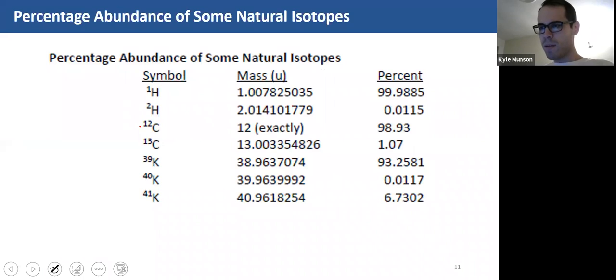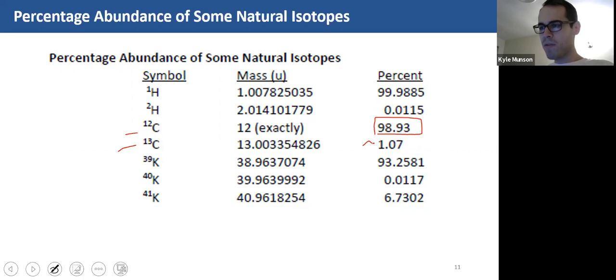Here's the percent abundance of some natural isotopes that you could find, expressed in atomic mass units. These are different natural isotopes: carbon-12, carbon-13, which we already talked about, and some potassium isotopes. You can see that some isotopes are more abundant than others. Basically, almost all the carbon in the world is carbon-12, and approximately 1% of the carbon is carbon-13. Same idea with hydrogen and other examples, potassium, etc.